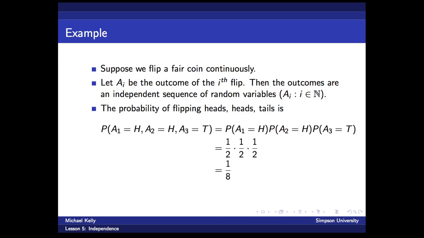The probability that our first three flips are heads, heads, tails is the probability that A1 is H, A2 is H, and A3 is T. Because 1, 2, and 3 is a subset of our index set, in other words 1, 2, and 3 are some natural numbers, the probability is just the product of the probabilities. So we can multiply it as the probability that A1 equals H times the probability A2 equals H times the probability A3 equals T, which gives us 1/2 times 1/2 times 1/2, or 1/8.